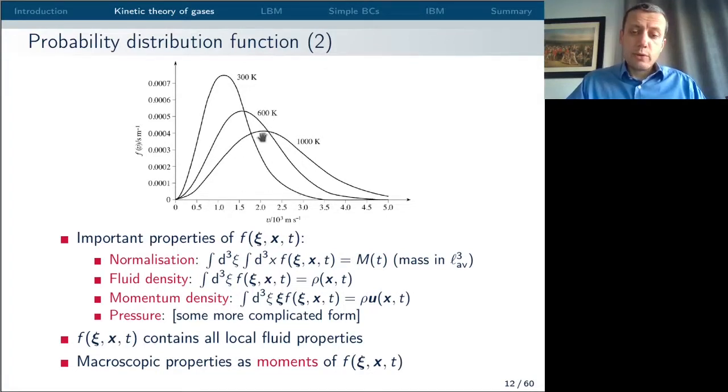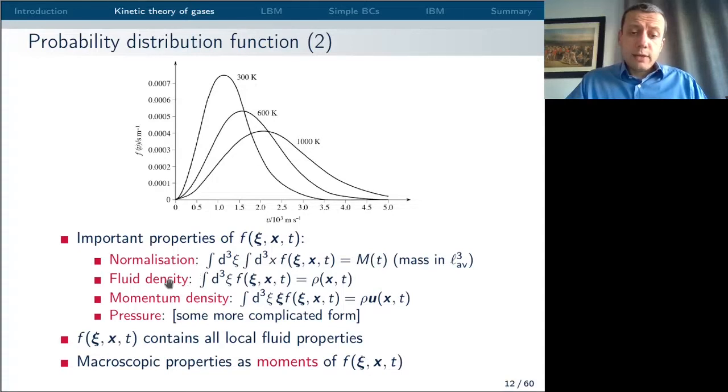And the curve is also getting flatter, and that is because the curve is normalized, right? If you stretch it over a wider range, then normalization kicks in and the amplitude will be lower. And that is what you see here, this distribution function f, which tells you how many molecules you have at a given point in space, at a given time, that move in a given direction with a given speed. And this distribution f is normalized in a way that if you integrate over velocity space and over space, you will just get the mass of your system.